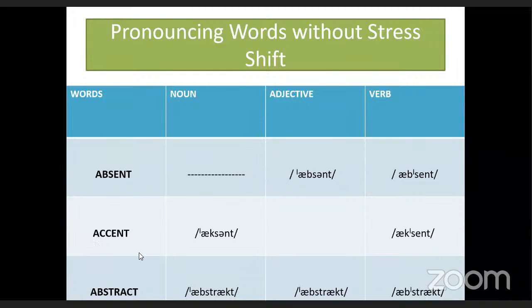Okay, look at the next example. When the word is used as a noun, it is accent. And when it is used as a verb, it is accent. There is a change in the stress. Stress shift is there. Look at the next word. When the word is used as a noun and adjective, the stress is on the first syllable and it is abstract. When the word is used as a verb, it becomes abstract. That is how the stress shift functions in the English language. Let us look at some more examples.